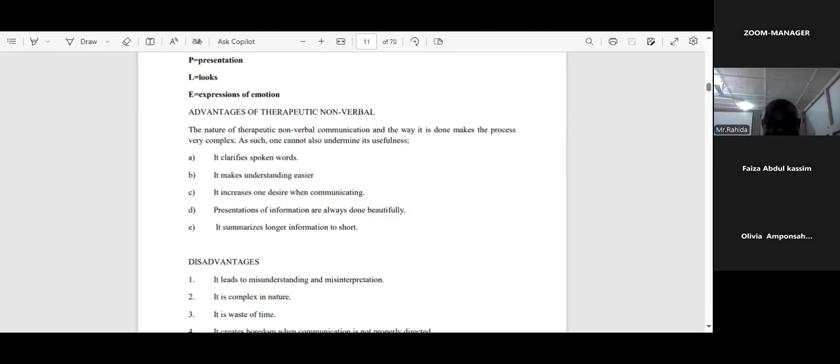Yes. So it summarizes longer information to short. If you have a longer piece of information or paragraph, just one demonstration of a non-verbal aspect could make it very short. For instance, if you want to say "I love you" in a non-verbal aspect, you just use figures. What figures will you use? We said we use figures and symbols to communicate. So we come to the advantage. We said it summarizes a longer version to a shorter version.